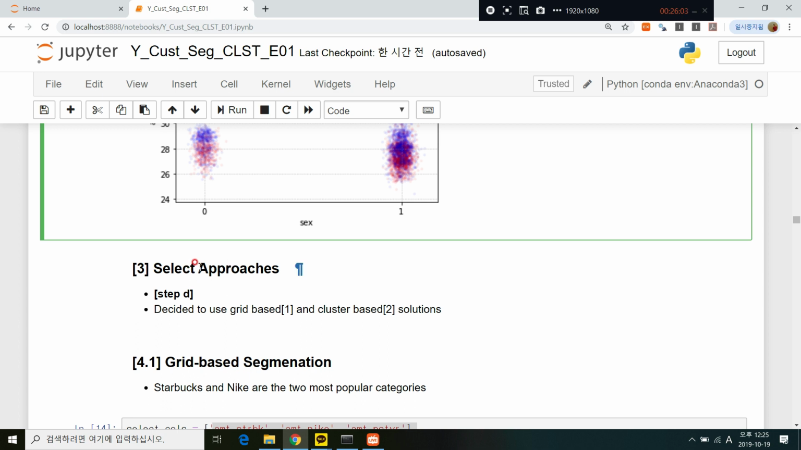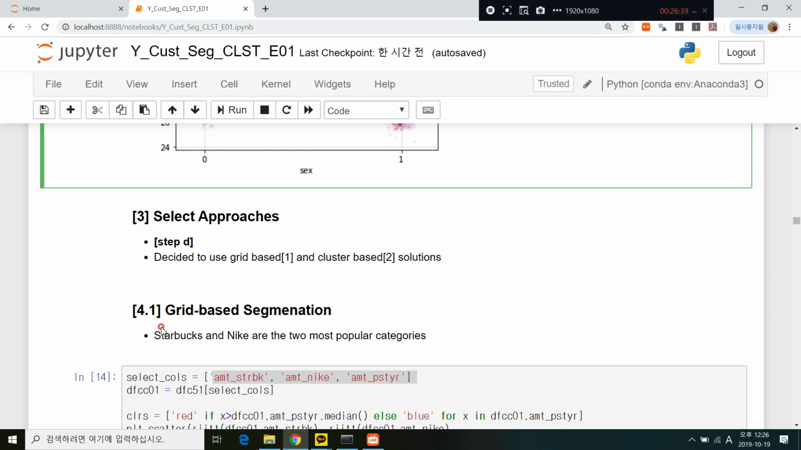Let's assume that we chose two approaches. One is simple grid-based, category by category. We'll pick a small number of categories, and then we make a grid to segment the customer base. And the cluster approach will put a handful of variables into the cluster-based solution. The next step is grid-based segmentation.